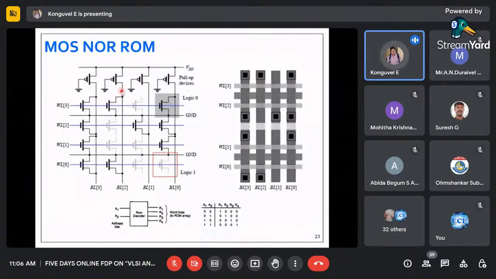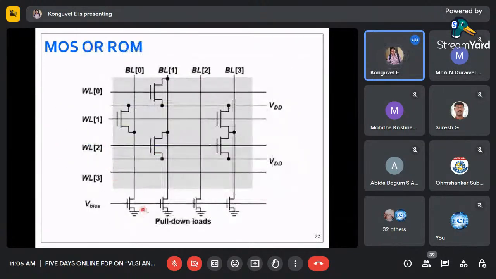Okay. So now what will be the logic based here? So here we will be having 0, 0, 1, 0, right? 0, 1, 0, 0, 0, 1, 1, 0, 0, 0, 1, 1. Likewise, we will be having a NOR ROM. What is the difference between OR and NOR? OR means, pull down loads will always be there. Wherever you don't have a transistor, there it is 0. You don't need to remember like that, but you understand how it works.